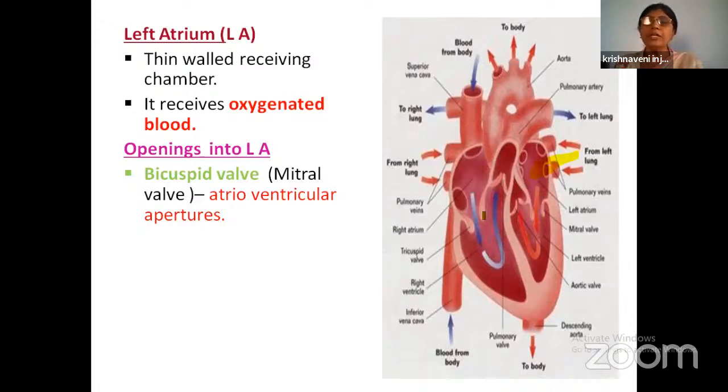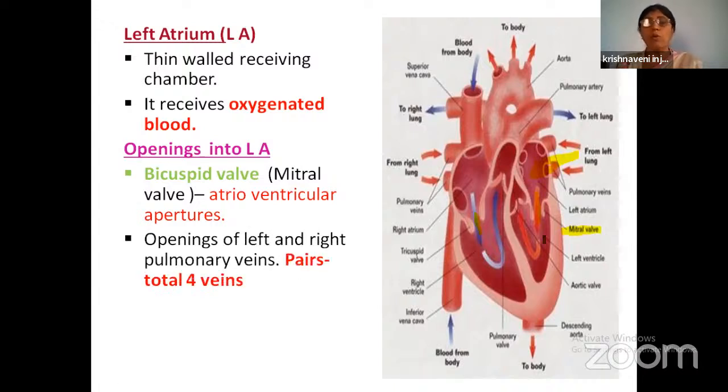Atrioventricular aperture. Here also there is an aperture. Say, this is a tricuspid valve. Here also one aperture, guarded by the mitral valve. Here we can see the mitral valve, in between the left atrium and left ventricle. This is one opening. The next openings are those of the left and right pulmonary veins. Two pairs, total 4 veins.